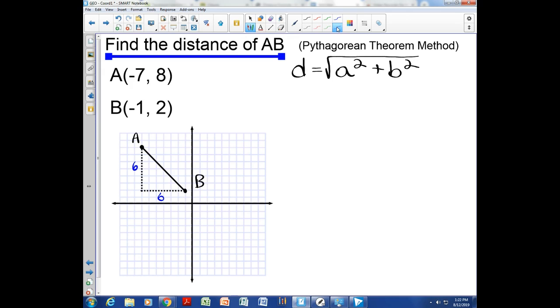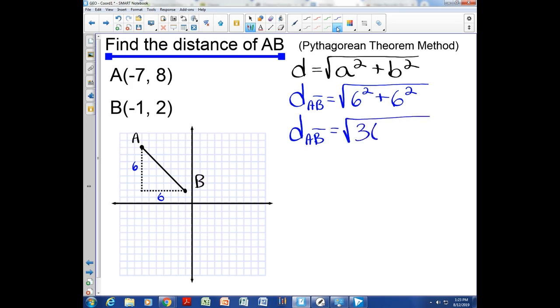So I'm going to come back to my formula, and I'm going to rewrite that the distance of A, B is equal to the square root of my horizontal leg, which is 6 squared, plus my vertical leg, which is also 6 squared. The distance of A, B is equal to the square root of 36 plus 36, which equals the square root of 72.